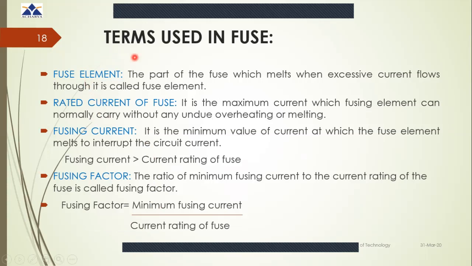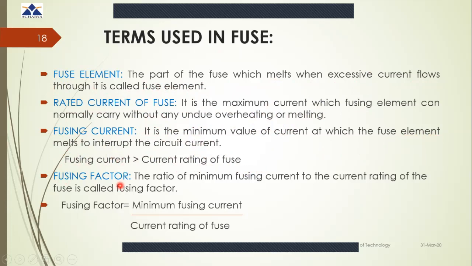So let us understand now what are the terms used in the fuse. Firstly, fuse element. The part of the fuse which melts when excessive current flows through it is called fuse element. Rated current of the fuse. It is the maximum current which the fuse element can normally carry without any undue overheating or melting. Fusing current. It is the minimum value of current at which the fuse element melts to interrupt the circuit current. Usually, fusing current is greater than the current rating of the fuse.